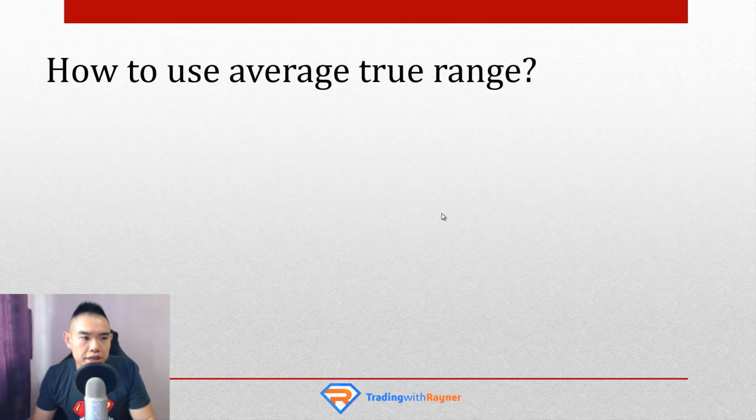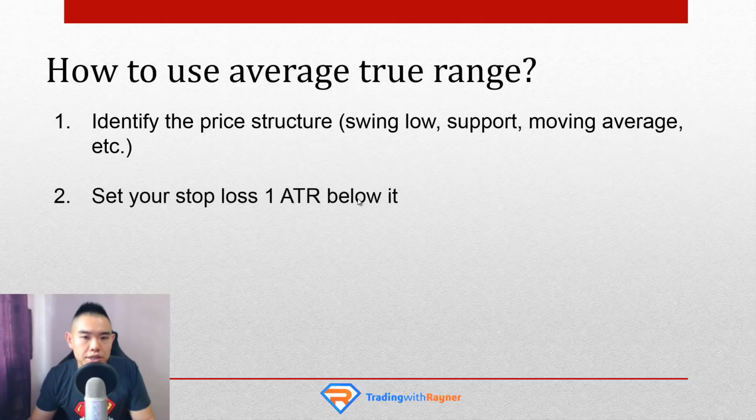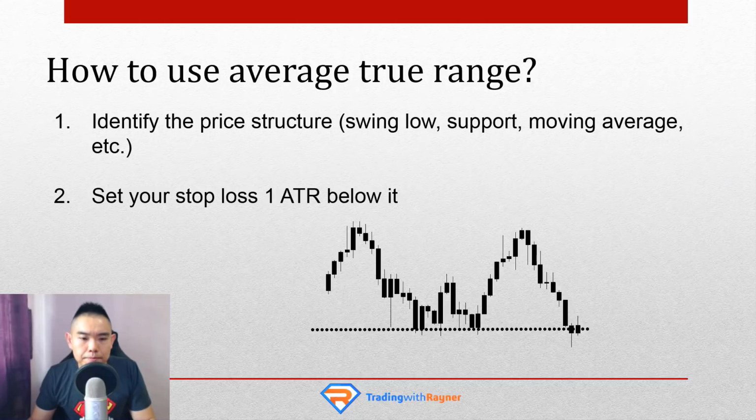So how do you use this indicator? First and foremost, you want to identify the price structure. This could be something like a swing low, could be support, it could be a moving average, could be a trend line, etc. This is basically an area of value. This is what I mean by the price structure, the area of value that you are trading from. Number two, you want to set your stop loss 1 ATR below it, and it's very simple. Let me just share with you how this works. So let's say you're trying to buy at support. What you want to do is to identify the price structure. So in this case, it's support. Next thing you want to do is to set your stop loss 1 ATR below it.